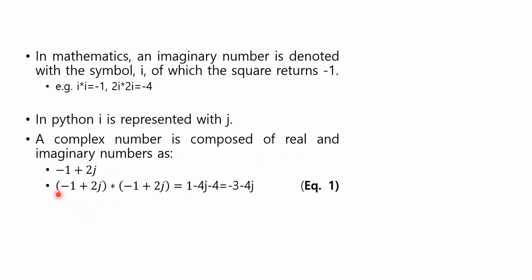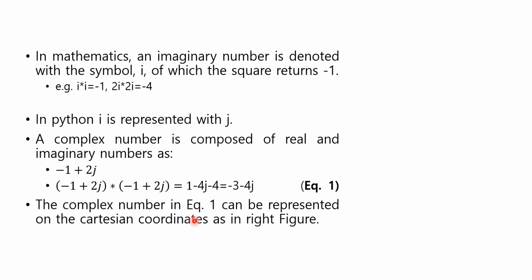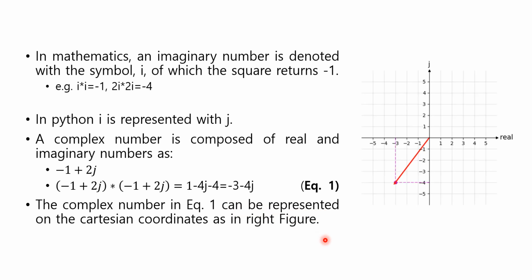If you multiply -1 plus 2j times -1 plus 2j, then it's 1 minus 2j minus 2j, and 2j times 2j is -4. Then it's -3 minus 4j. The complex number in equation 1 can be represented on the Cartesian coordinates as in the right figure.